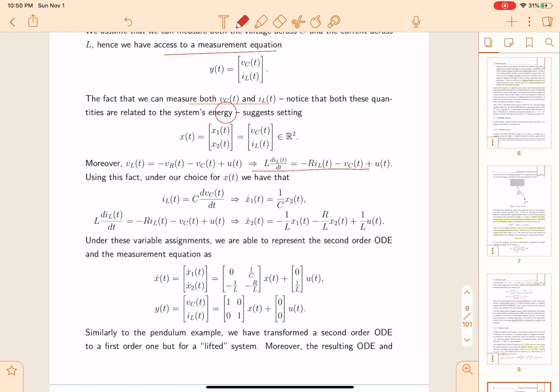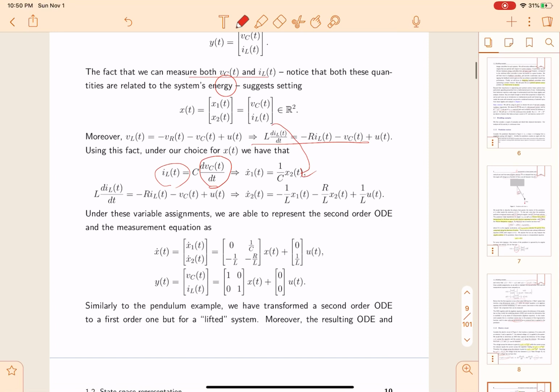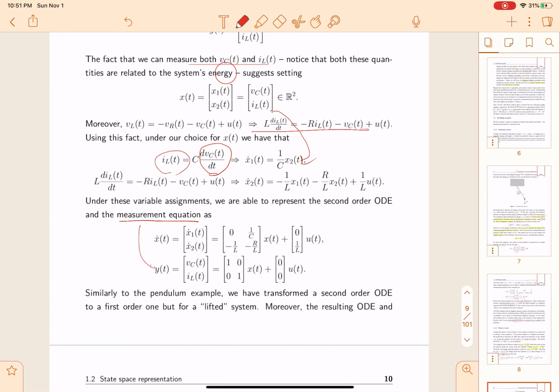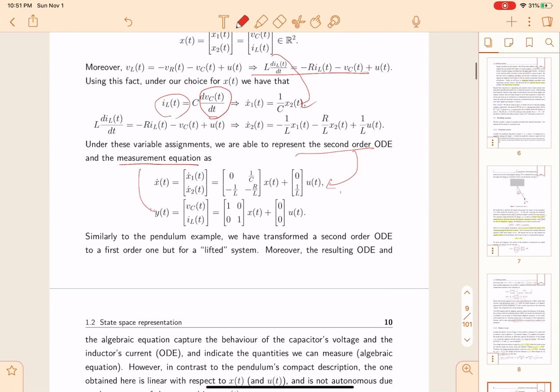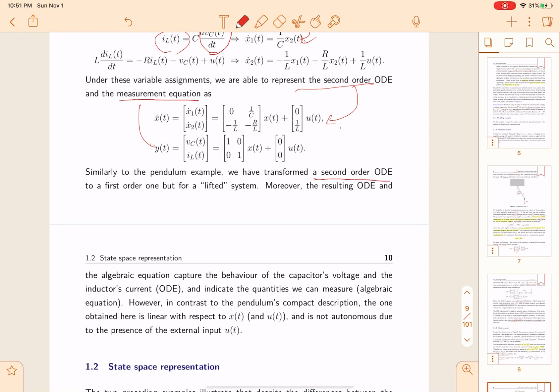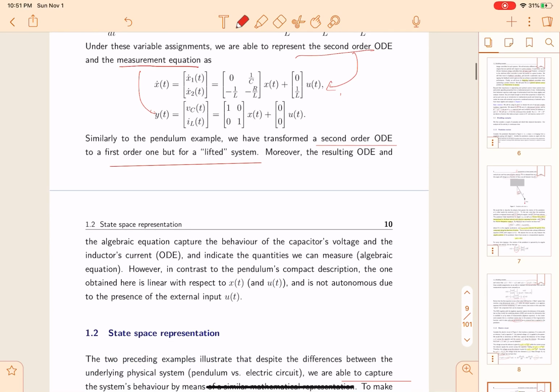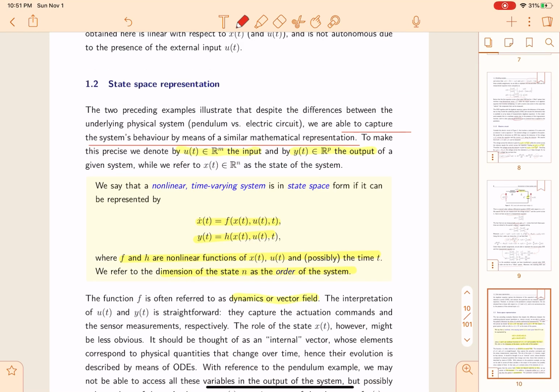So here x1 dot is VC dot, and because IL is x2, we get the relationship between x1 and x2, and we will express it in a compact form and call that the measurement equation. And the first one is the second order ODE. So we transformed a second order ODE to a first order one, but for a lifted system now. Then we want to express it in state space representation. This is our learning goal.